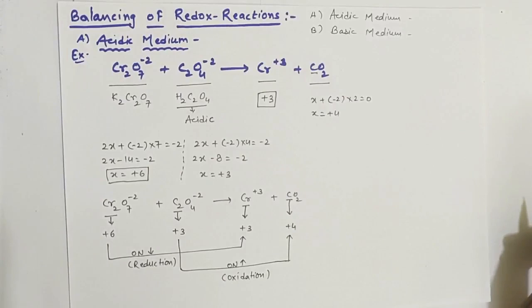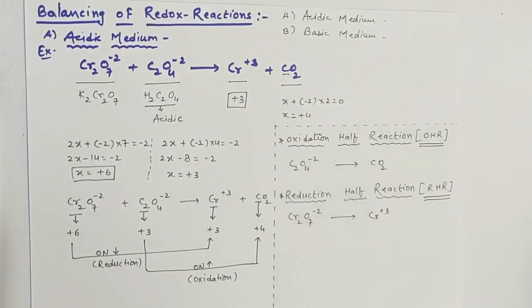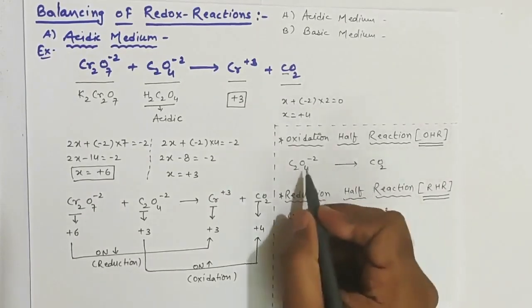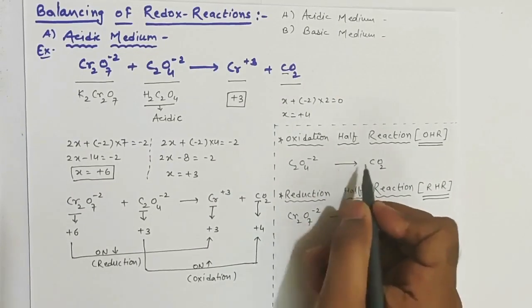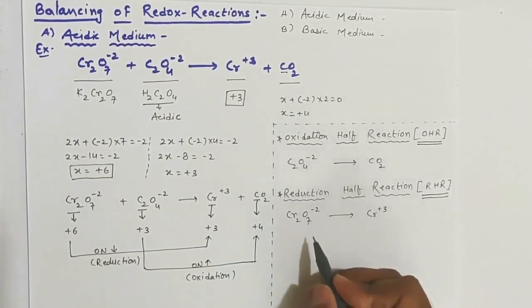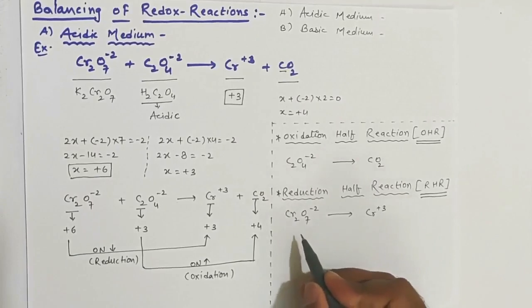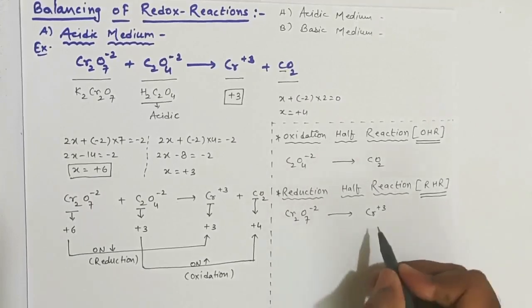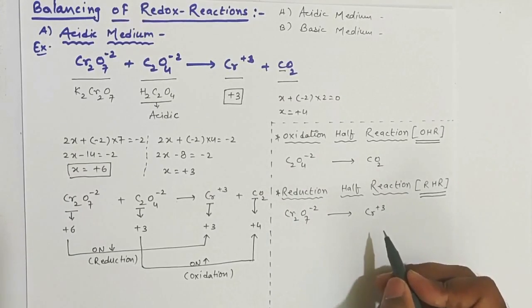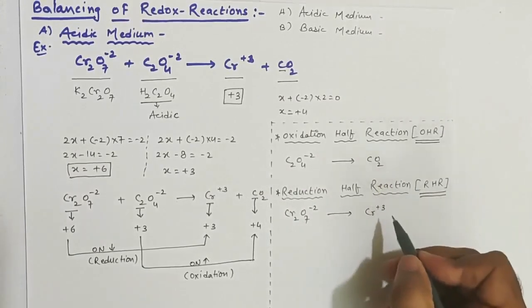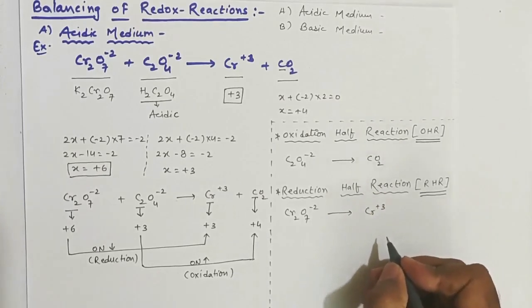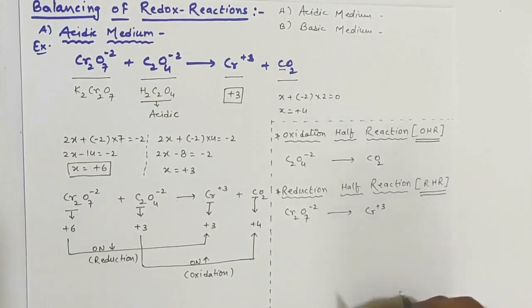After differentiating oxidation and reduction process, let's write them down separately. Individual redox reactions are known as half reactions. So this reaction is the oxidation half reaction, because in this process oxidation is taking place, and this reaction is known as the reduction half reaction, because in this reaction chromium is getting reduced from +6 state to +3 state. Now we will start balancing these two half reactions, and at a later stage we will add both reactions to get the final redox reaction.